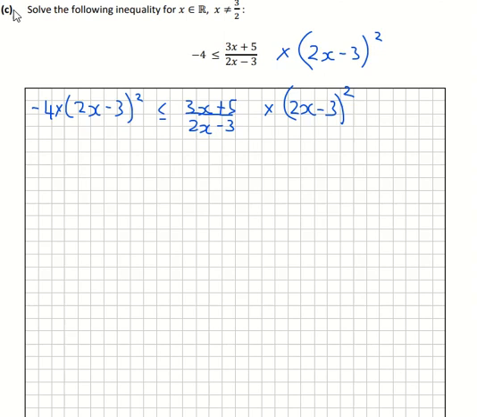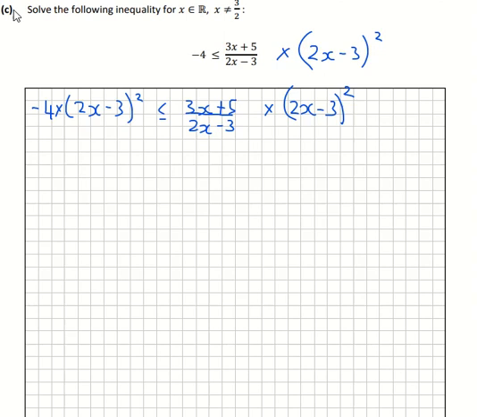If I was to multiply by 2x minus 3, the direction of the sign may or may not need to change, and I'm not certain which it would be, because remember, if you multiply an inequality by a negative number, the direction of the sign has to change. So by multiplying it by a number that's squared, this is definitely a positive number.